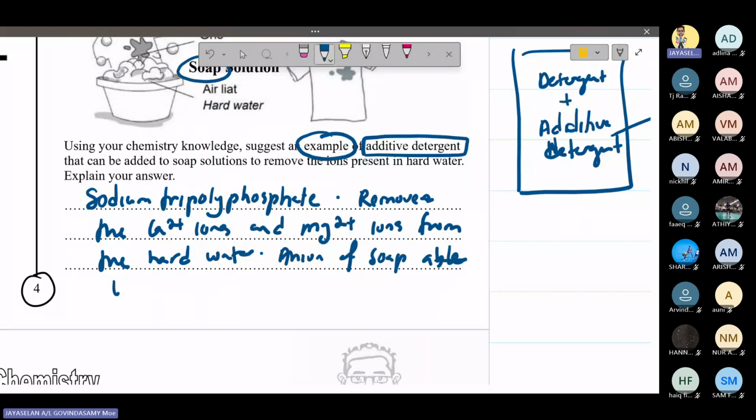Will remove the grease effectively. Any question? No question. Okay, copy down this. Next point, sodium tripolyphosphate will remove calcium ion and magnesium ion and will soften the hard water. So an ion of soap will remove the grease effectively. Any question?